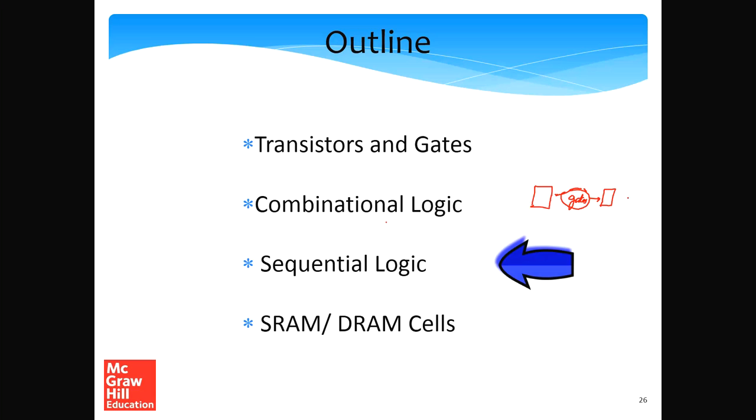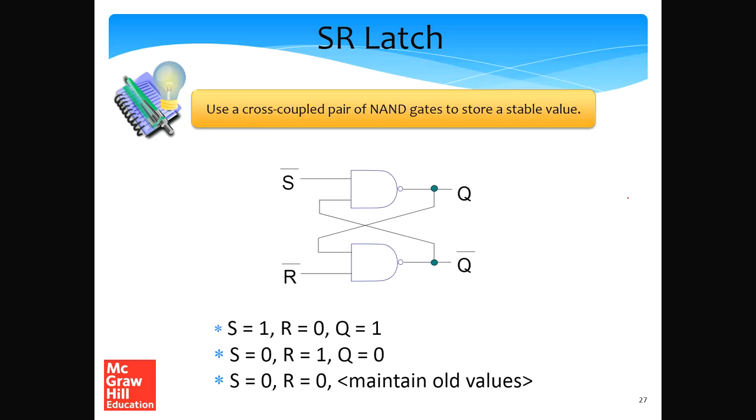The first question that we need to answer is: how do we store a single bit, right? How do we ensure that we are able to store a single bit and the value remains for as long as we want to keep it? The idea is that to store a bit, we use a cross-coupled pair of NAND gates, and that will store a stable value. This particular structure is called an SR latch, and S stands for set.